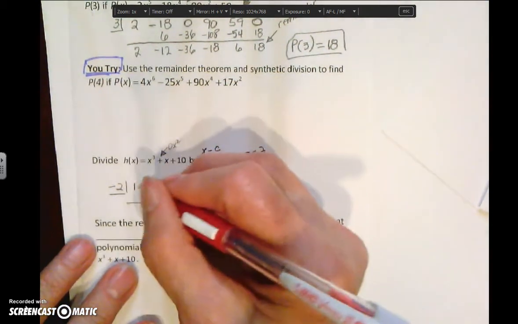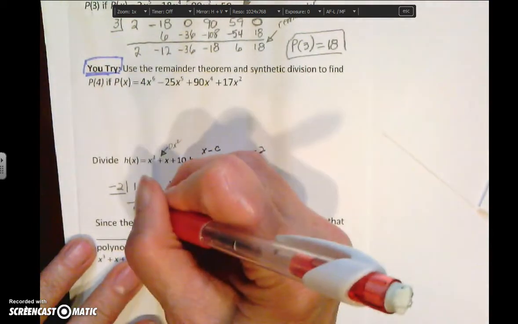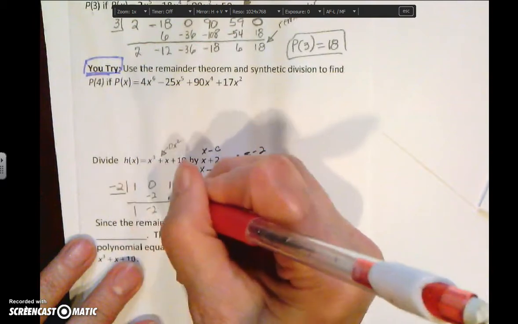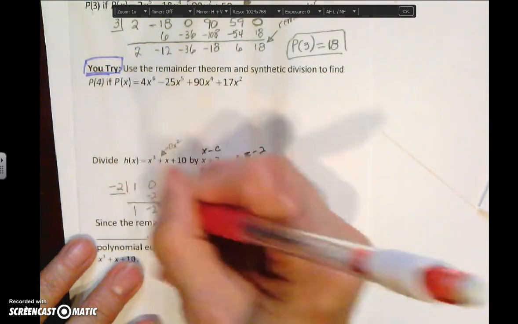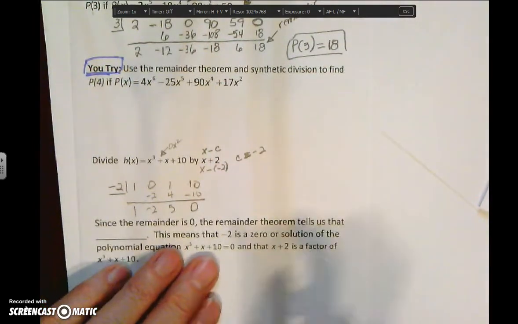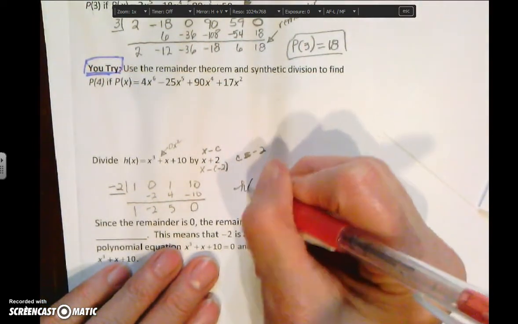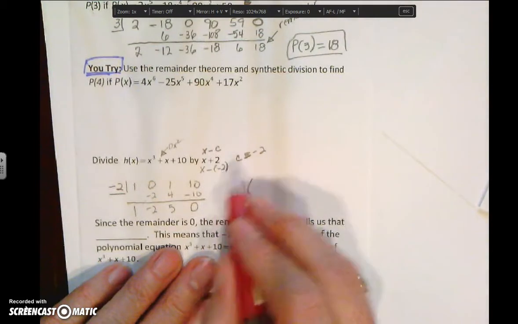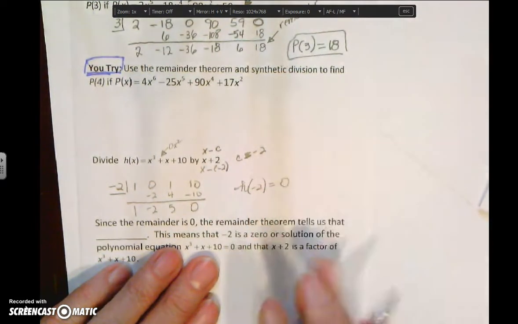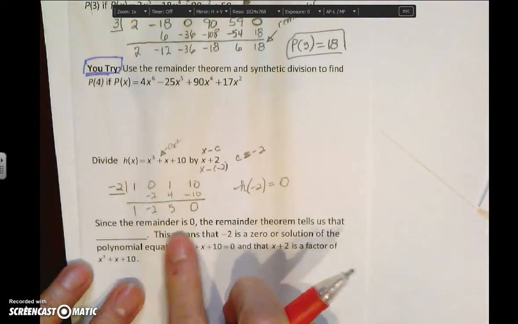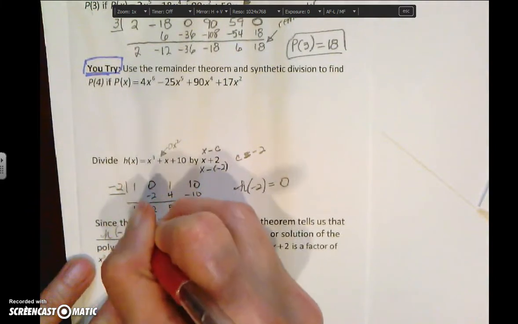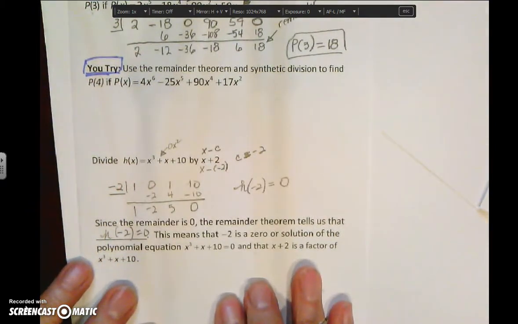So we'll draw our line, begin by bringing down that first number 1, then multiply, that's negative 2, add negative 2, multiply and get 4, add and get 5, multiply and get negative 10, and add and get 0. So h of negative 2, because that's what we're going to plug in as my c, is equal to 0. Since the remainder is 0, the remainder theorem tells us that h of negative 2 is equal to 0.